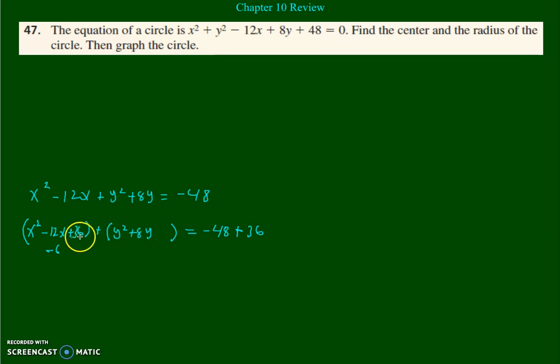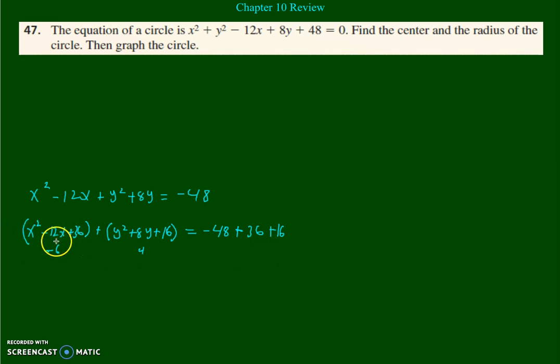Now, just like we did over here, we have to create a perfect square trinomial. So this is a perfect square. I need a perfect square over here, so I take this term, divide it by 2, which is 4, and square it. That gives me a 16. So since I added 16 to this side of the equal sign, I have to add 16 to this side.